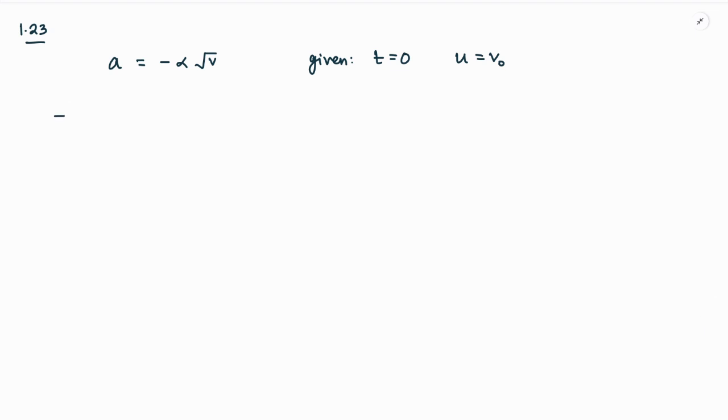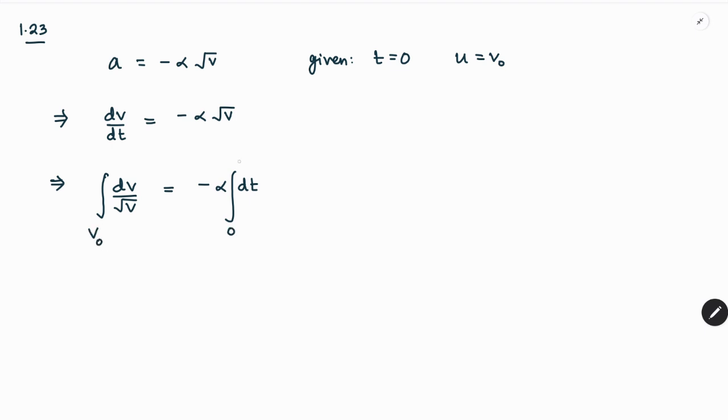So we begin this problem by writing acceleration a, which is equal to minus alpha root v, as a equals dv by dt. So dv by dt can be written as minus alpha root v, and from here we can write dv by root v is equal to minus alpha dt, and then we are integrating both sides. So at t equal to 0, the initial velocity is equal to v naught, and at a certain time t it will have a speed v. So from here we will obtain the time variation of velocity for this particle.